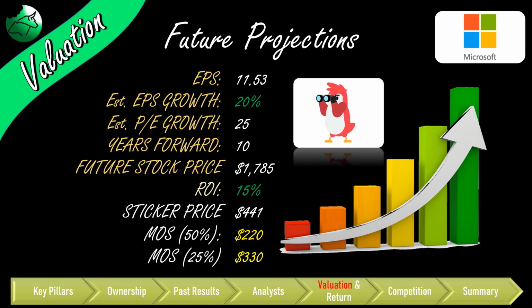Then we need to include our 15% return and work out the current value that Phil Town calls the sticker price, which is $441. Then we apply a margin of safety. At 50%, it gives me a buy price of $220 per share. And at 25% it gives me a buy price of $330.